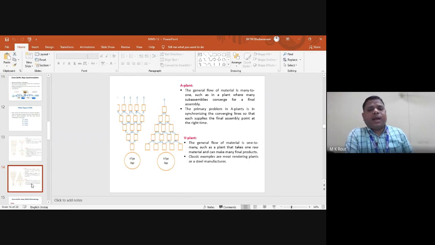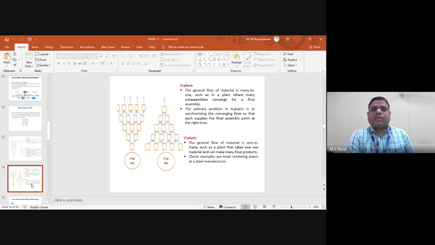The next one is A plant or V plant. In case of A plant, the general flow of material is many to one, such as in a plant where many assemblies feed the final assembly. If you see in case of V plant, only one process is connected to 2, then next is connected to 3, and next is connected to 4, then next is connected to 5. Similarly, one assembly center is connected to many assembly centers.